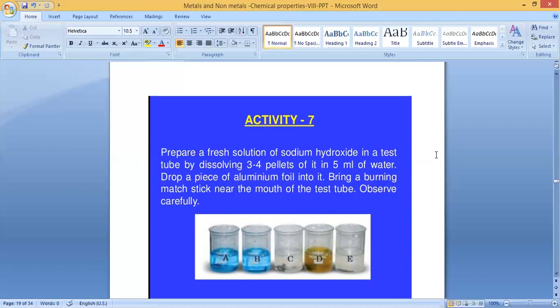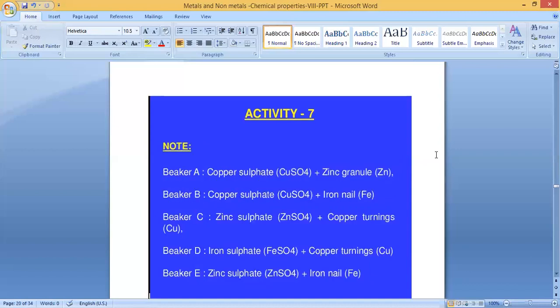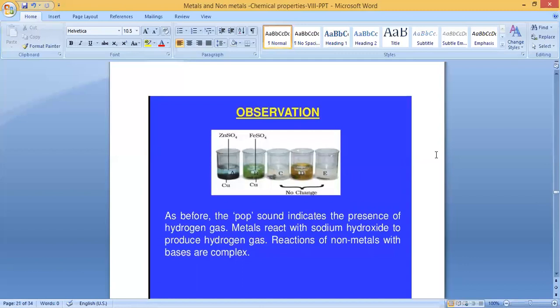You can see that if you bring the matchstick next to it, you will get that pop sound. It means it gives out hydrogen gas. If you are getting a pop sound, what is the meaning? It shows the presence of hydrogen gas. So a reaction has taken place between sodium hydroxide and aluminum foil, base and metal. Clear? You can do one more activity.